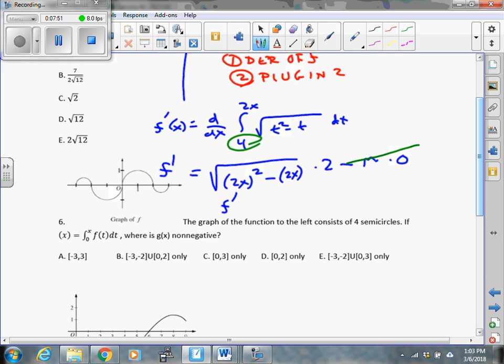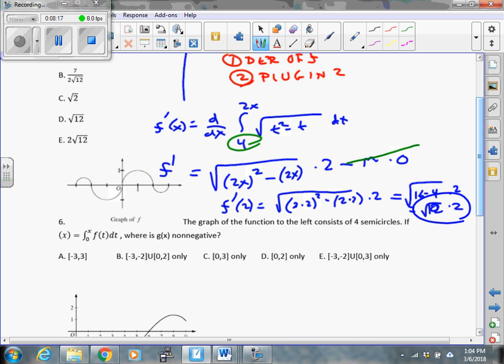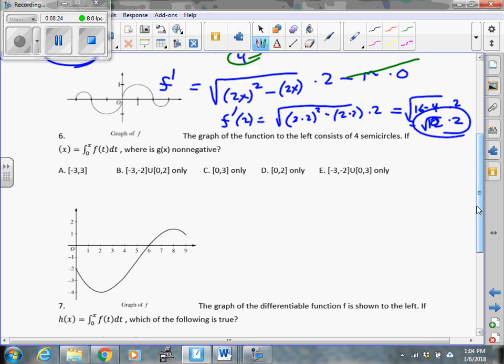Now I want f tick at 2. Please plug in 2. If I'm not mistaken, that is square root of 16 subtract 4 times 2, which is equal to square root of 12 times 2. And look at the choices. 2 times square root of 12. They could have done some nasty stuff with that, but they didn't. All right, next one.